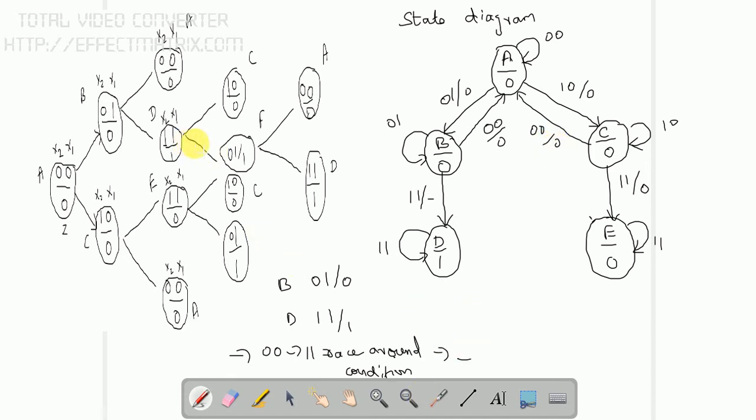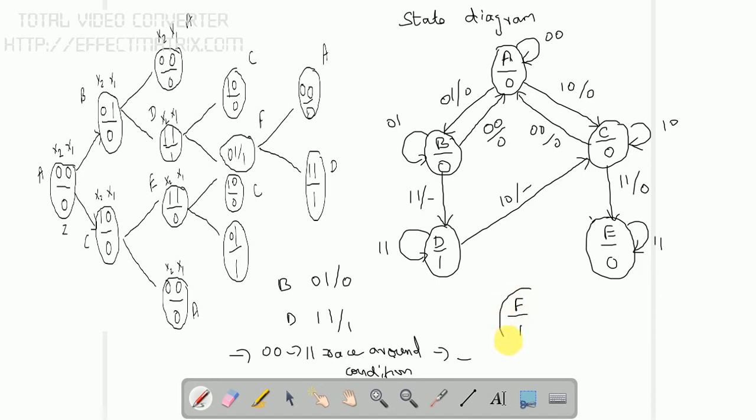From D, there are two states occurring, D to C and D to F. So D to C, we are going to see the inputs 1 1 to 1 0, one bit change occurring. At the same time, the output is 1 here and 0 here. So there are two bit changes. So 1 0 slash dash. Next, D to F. So F is a new state now. So I'm going to draw F. The output of F is 1.